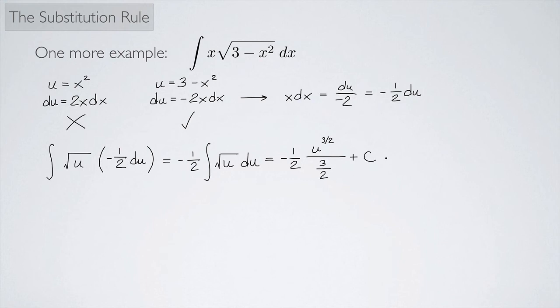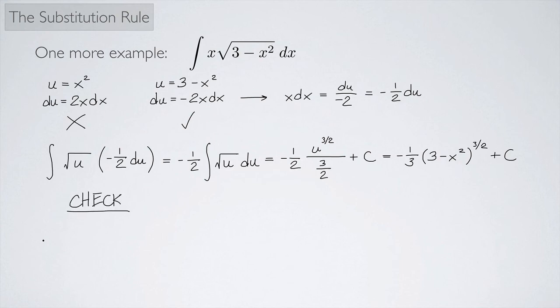plus c. And remember that when you divide by a fraction, that's the same thing as multiplying by the reciprocal. So it's the same thing as multiplying this by 2/3, and the 2's would cancel. So I would end up getting minus 1/3 u to the 3/2, but u was 3 minus x squared. So I'm just going to put that back in to the 3/2 plus c. All right, let's check it and see if that does actually work.